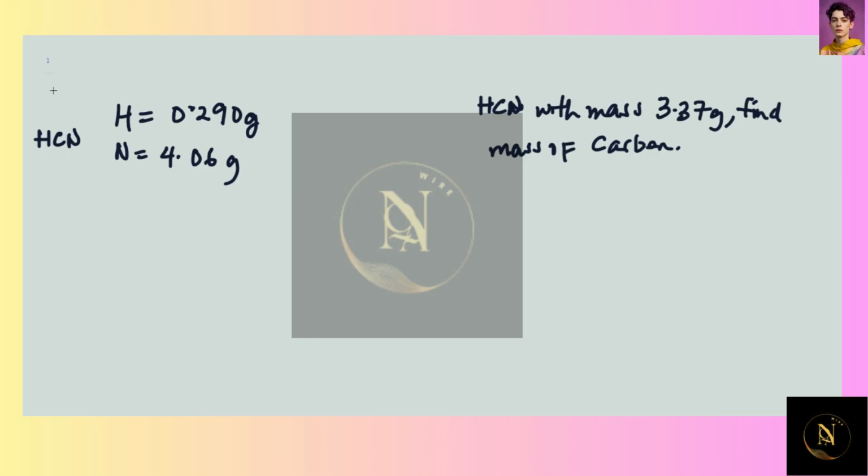Question, which is problem number 97, chapter 1, Intro to Chemistry, Structure, and Properties. We're told that a sample of hydrogen cyanide is composed of 0.29 grams of hydrogen and 4.06 grams of nitrogen. We're told that this sample of hydrogen cyanide, which has 3.3, we should find the mass of carbon.